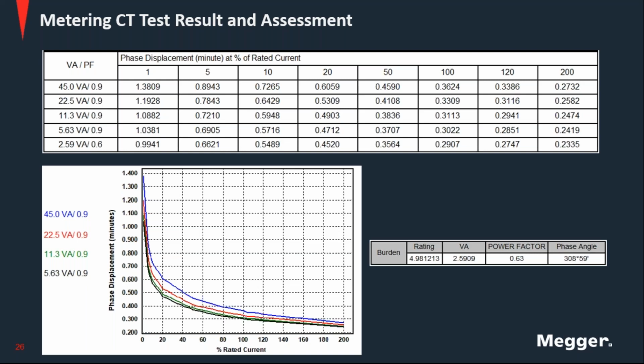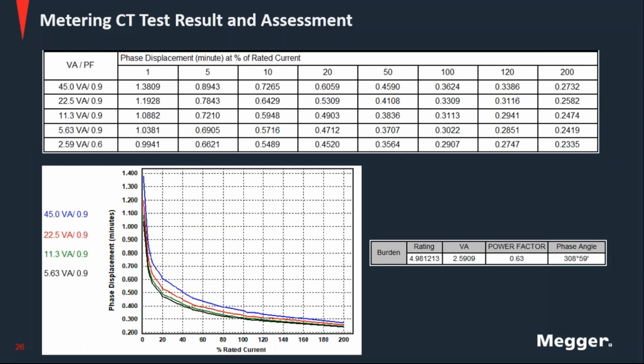Now remember that we also have to evaluate the phase deviation. It's not only the ratio; it's also the phase deviation that you need to assess and to evaluate. So we have exactly the same thing at different conditions of rated current, and different loading conditions. And this is with the actual burden that is connected to the CT at that moment. So you are not only simulating different loading conditions, but you are evaluating how it will behave with that specific burden.